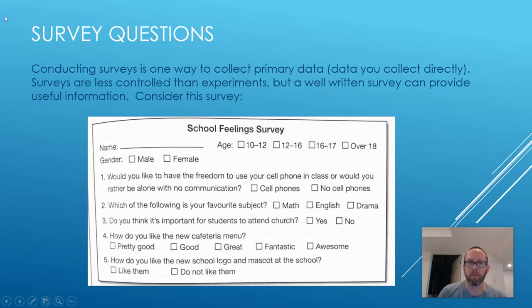Next, we're going to talk about survey questions and designing a good survey. Conducting surveys is one way to collect primary data. You've probably done some surveys in your time. Primary data is just data you collect directly. It's not from a source. That would be secondary data. Like if you go research some numbers or some figures online, that'd be secondary data. But if you're collecting it yourself, it's primary data.